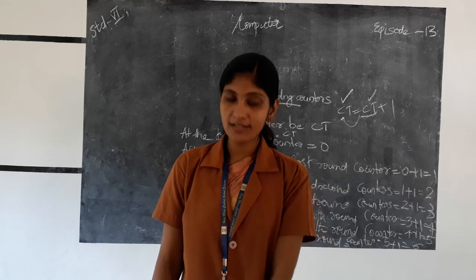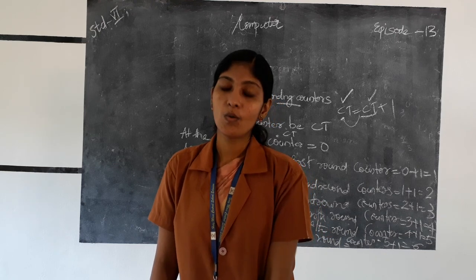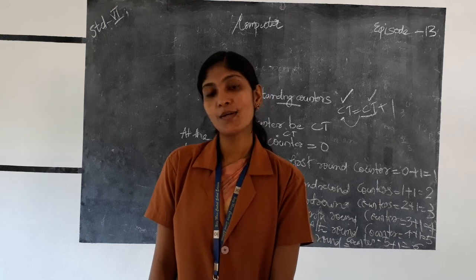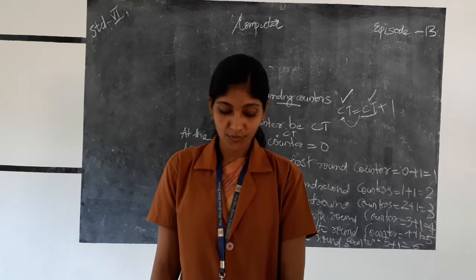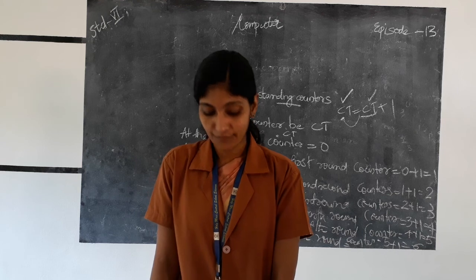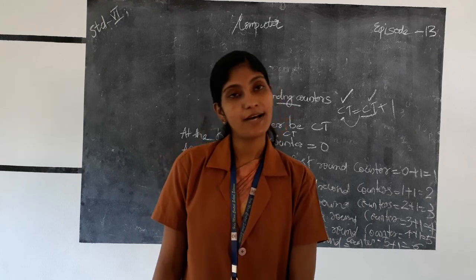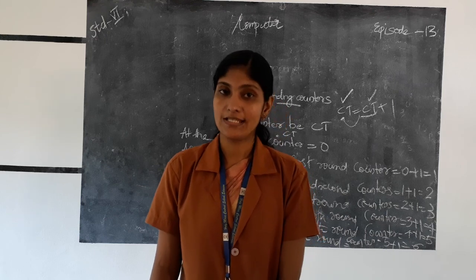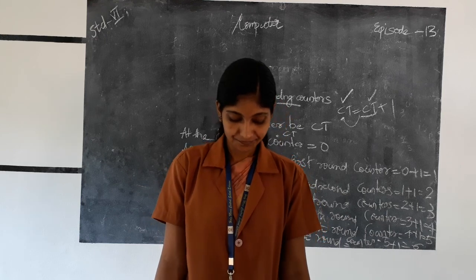So here, before starting the process, the value of CT is 0. After round 1, the value of CT is equal to 1. After round 2, the value of CT is equal to 2. After round 3, it is 3. After round 4, it is equal to 4. After round 5, it is equal to 5. And after round 6, the value of CT is equal to 6.